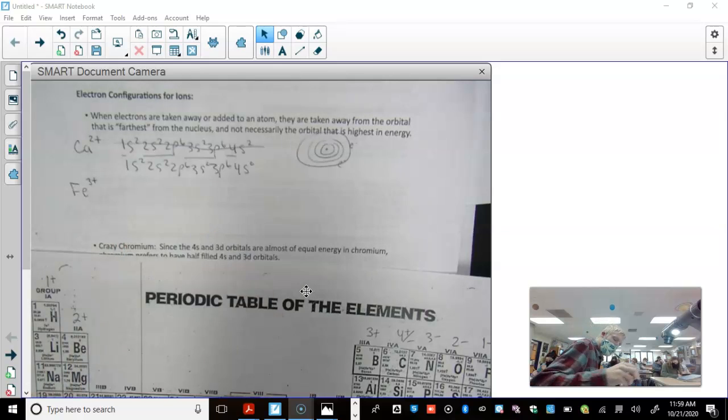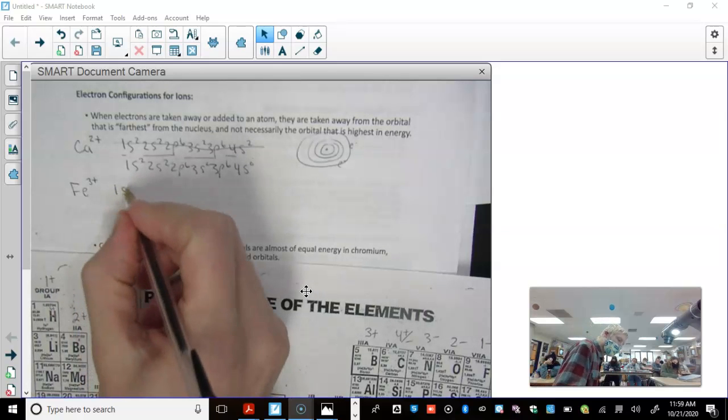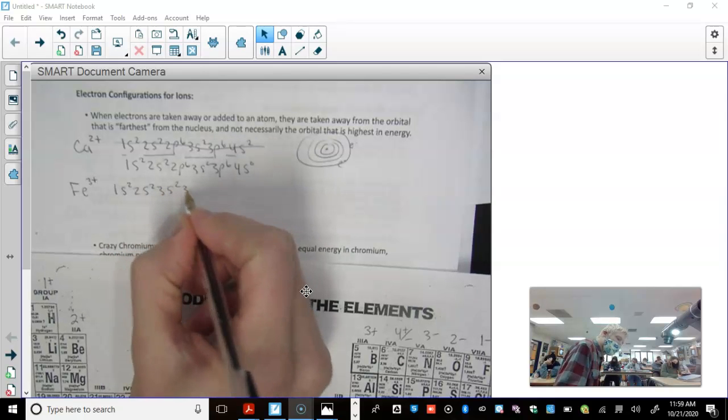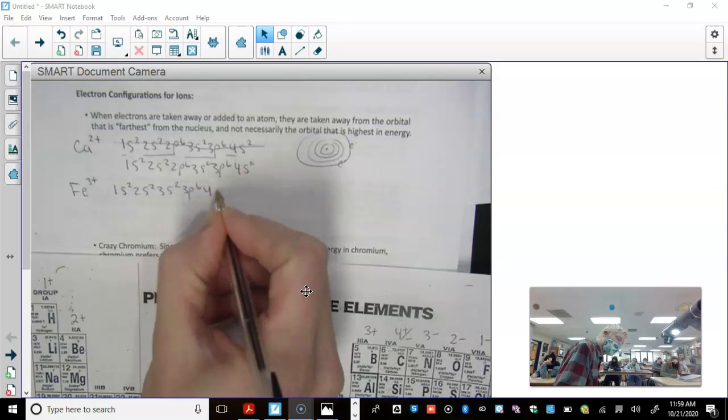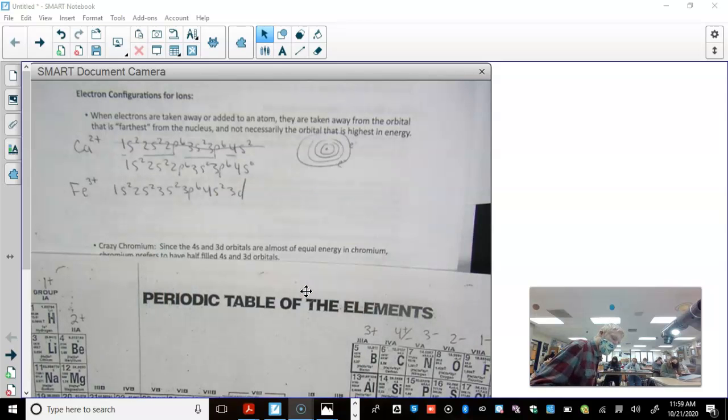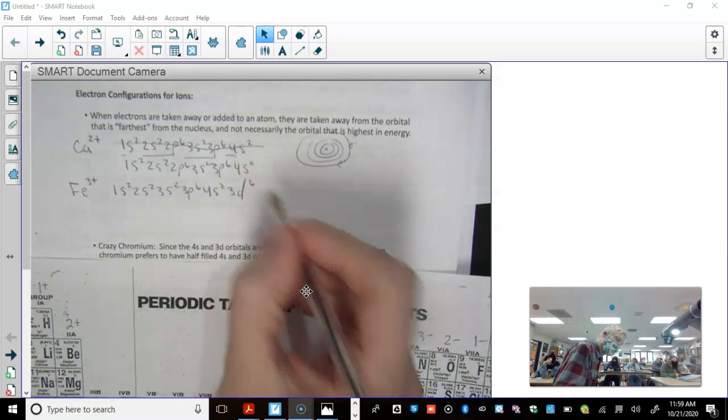So iron 3+, and let's just go through the whole thing. 1s2, 2s2, 3s2, 3p6, 4s2, 3d 1, 2, 3, 4, 5, 6. Alright, so that's regular iron.